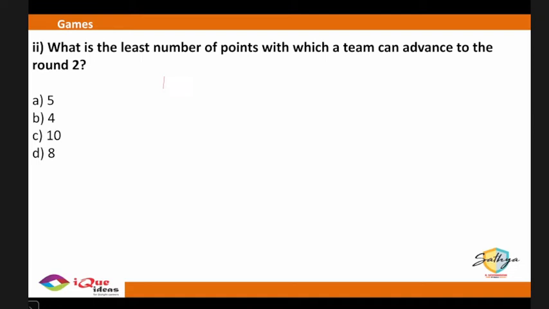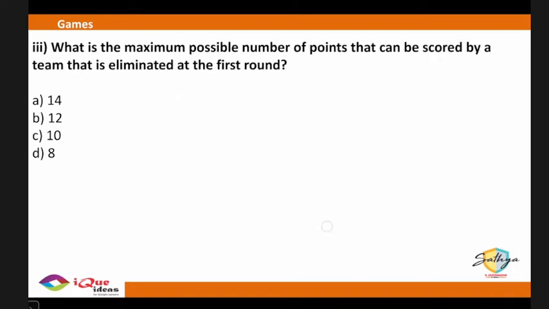That means either he has lost 3 and drawn 4 matches, or he has won 2 matches, or won 1 and drawn 2 matches, something like that. He cannot go with less than that. Did you understand this concept, how with just 4 points the person can go ahead? Moving ahead. So if this calculation part is understood, then a similar question: what is the maximum number of points that can be scored by a team that is eliminated in the first round?